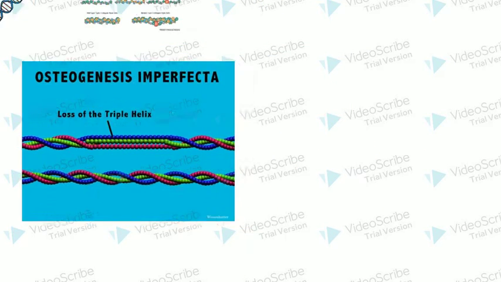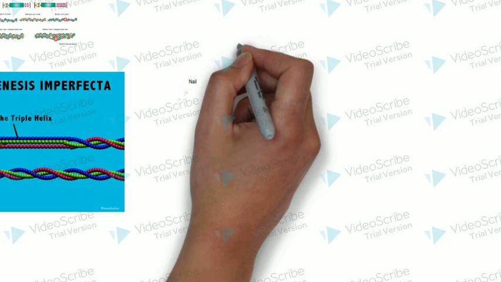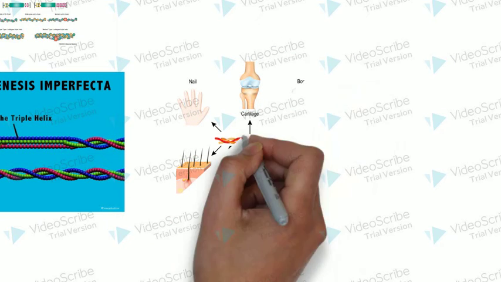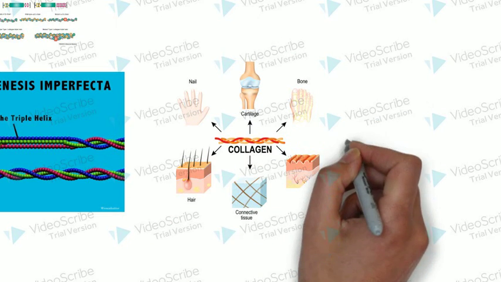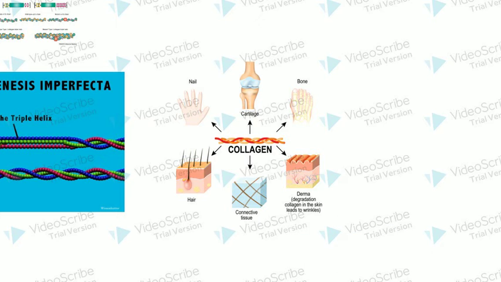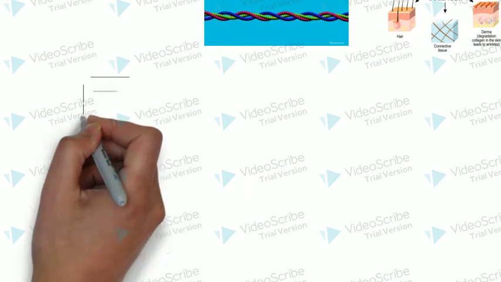This is a big issue because type 1 collagen is responsible for the protein that provides bone and other connective tissues with a strong structure to support it. And because it lacks the portion of the triple helix, its base isn't strong enough.